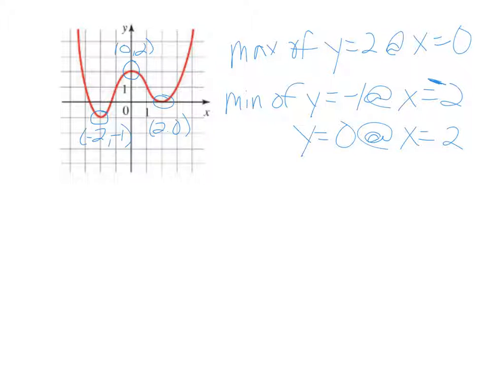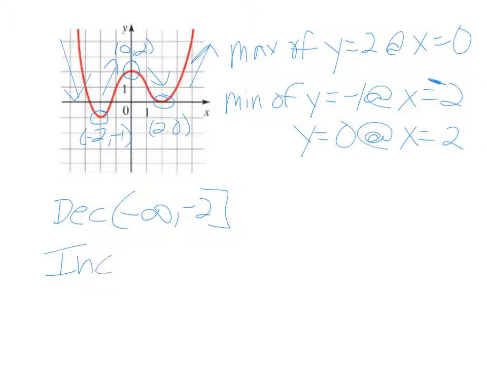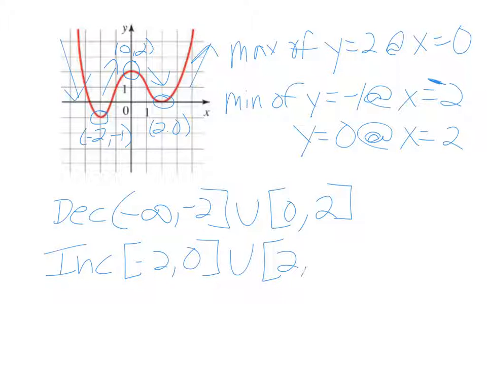Then the increasing and decreasing, you want to only list x values. So the graph goes down, then up, then down, then up. So it starts with decreasing, and that graph comes from forever to the left, and it goes downhill until it hits where x is -2. Then it increases from the time x is -2 until the time x is 0. Decreases again from 0 to 2, and then increases from the time x is 2 until forever to the right.